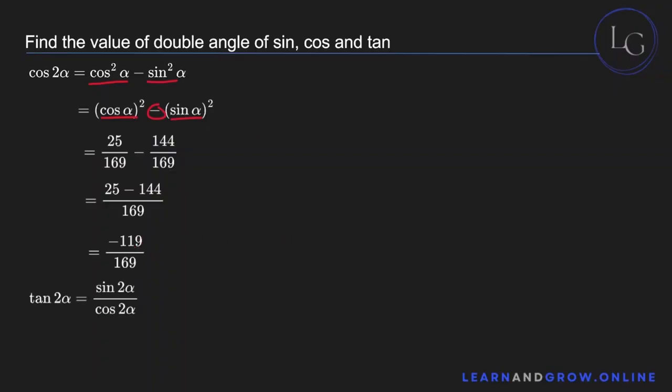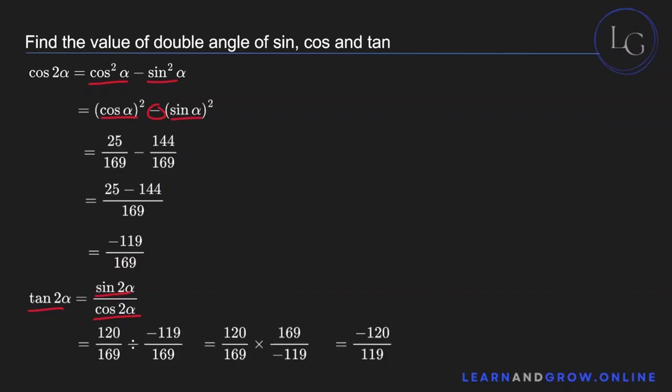Simple. Now, tan 2 alpha is just sine 2 alpha over cos 2 alpha. You do not need to use the double angle identity of tan 2 alpha. Just make your life simple. Divide sine 2 alpha and cos 2 alpha. We already found them out, and so just divide them. So 120 over 169 divided by negative 119 over 169. And that is equal to minus 120 over 119. So yeah, this is tan 2 alpha. Fairly simple, right?